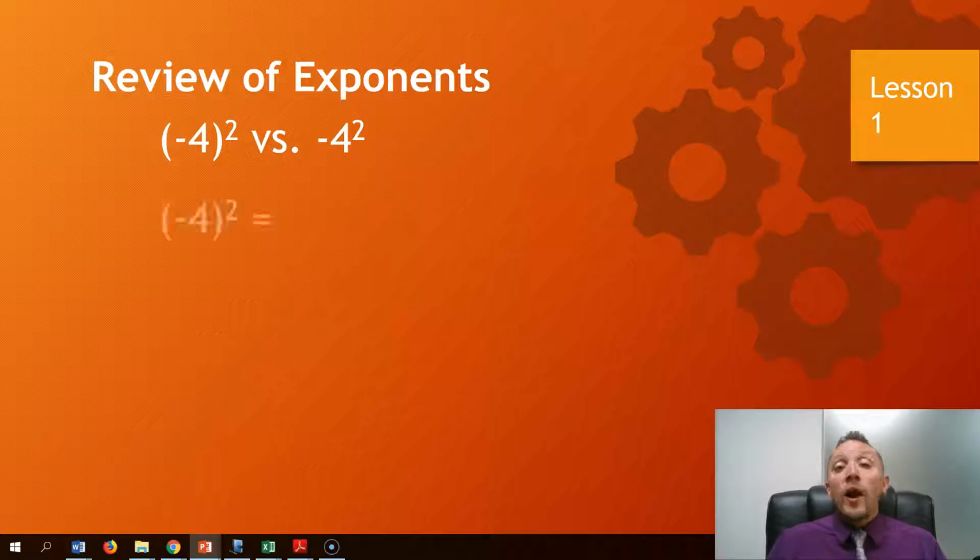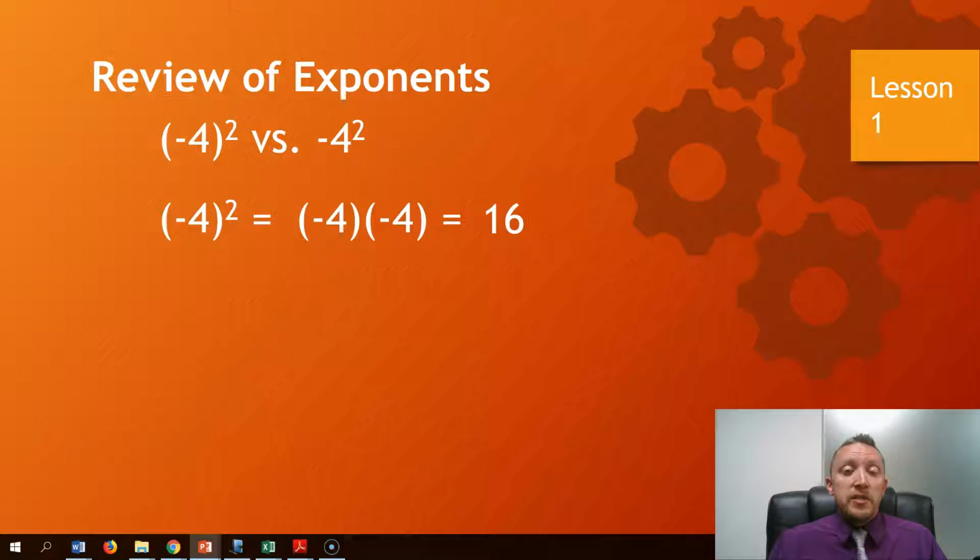Let's start with the quantity negative 4 squared. Think about it for a second. What does it mean to square something? Do you remember? Well, hopefully you remember that squaring something means we multiply it by itself. So negative 4 quantity squared means you'd multiply negative 4 times negative 4. And a negative times a negative is a positive, so we'd have negative 4 times negative 4 would be a positive 16. Let's compare that to negative 4 squared, just negative 4 squared.